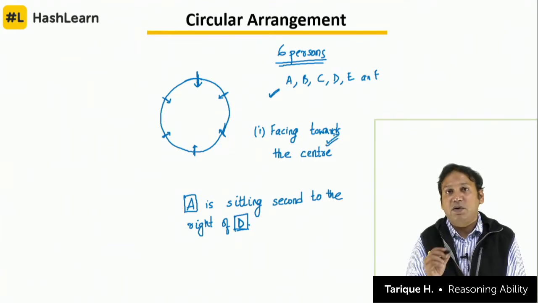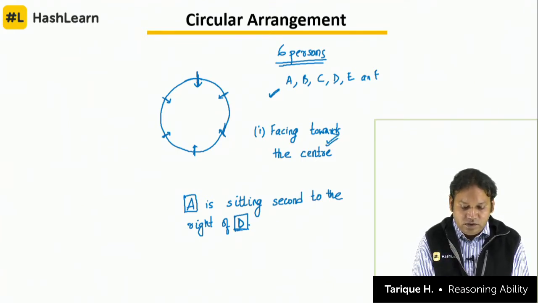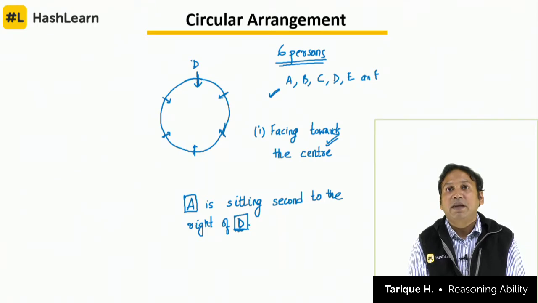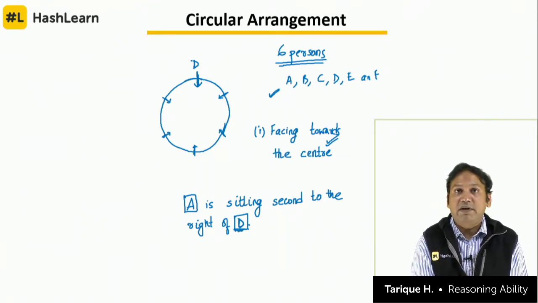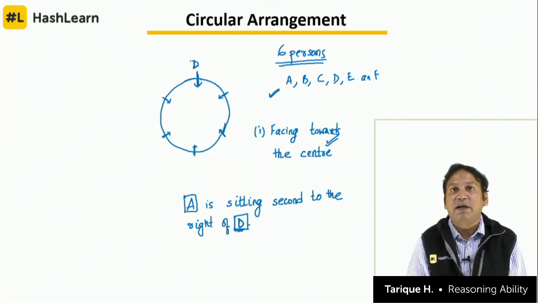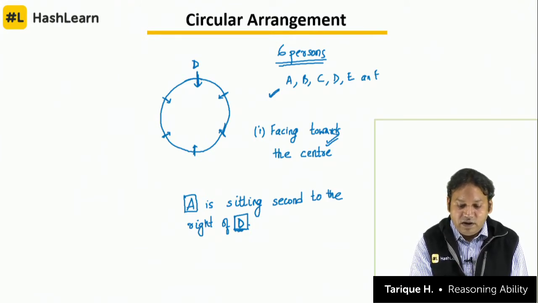So हम start कैसे करेंगे question solve करना. जो D है, I will place him. I always start from here. You can have your own personal choice. I always start from the top. So you can place D anywhere you want. That's what I am trying to say. You can place D anywhere you want. I choose D always the first person I place on the topmost position here. Okay. So A is sitting second to the right of D. All of them are facing the center.